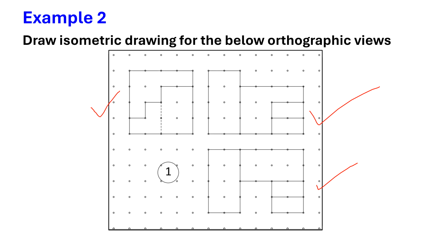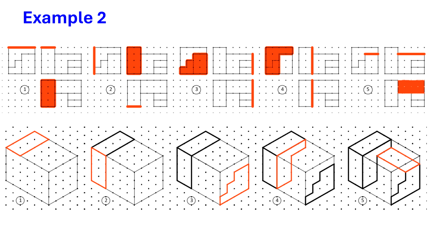Now in order to draw the box, we need to first consider the dimensions. In the front view, you will get the width and height. The width, or the length, is this: 1 2 3 4 5 6 grids, so 60 mm. Height is 40 mm. And the thickness, or the depth, is 1 2 3 4, 40 mm. So by taking these dimensions, draw a box. So this is the box we are considering to draw these views.